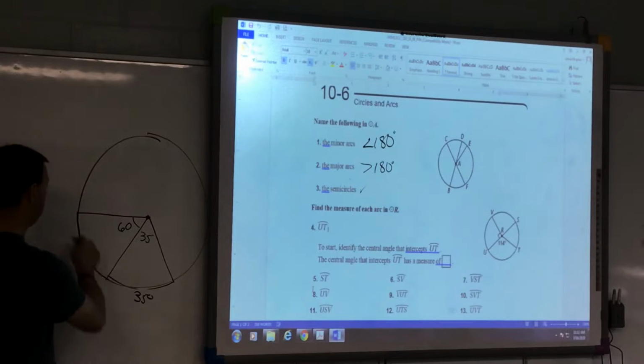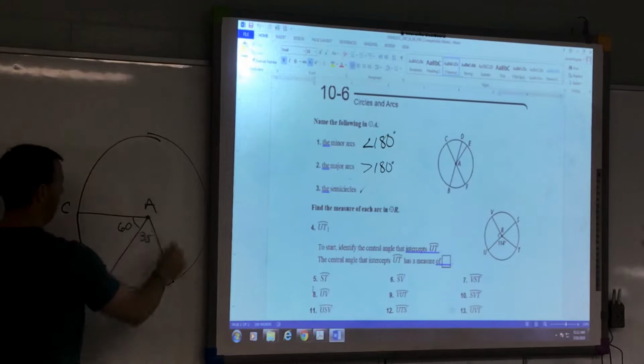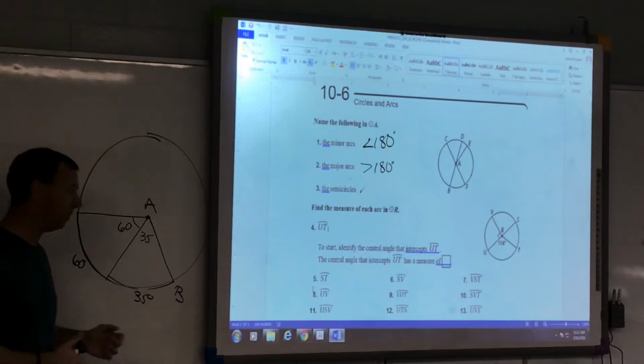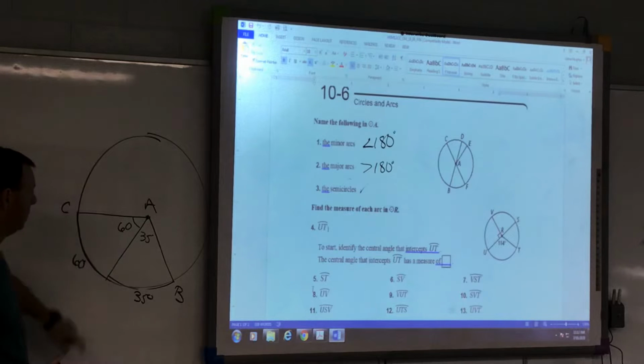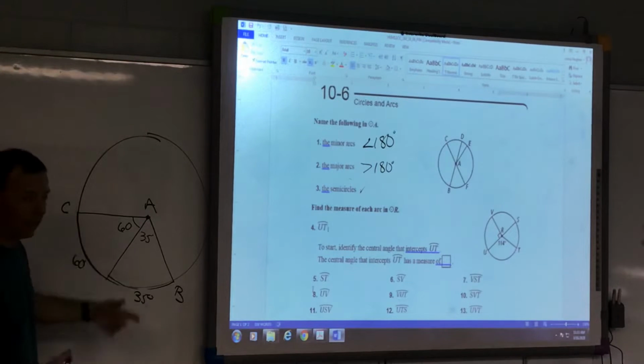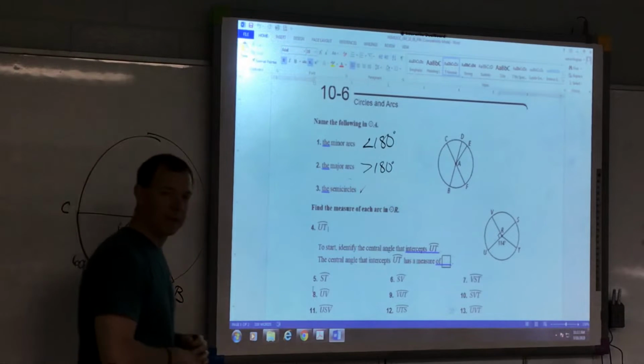You name a central angle like CAB, and the measure of angle CAB would then be 95 degrees. So the central angle is equal to the arc angle around the outside of the edge.